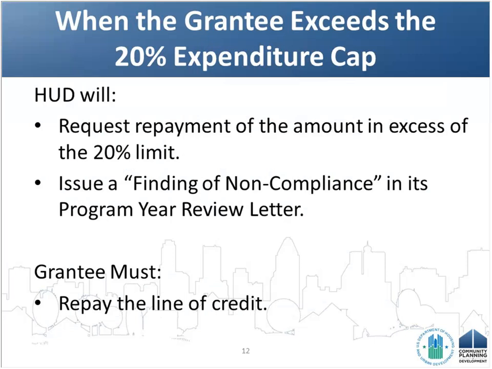What will happen if the grantee exceeds the 20% Origin Year Expenditure Cap? HUD will require repayment in the amount that exceeded the 20% limit. HUD will also issue a finding of non-compliance in its program year CAPER review later, and the grantee must repay to the line of credit for the year whatever exceeded the cap.